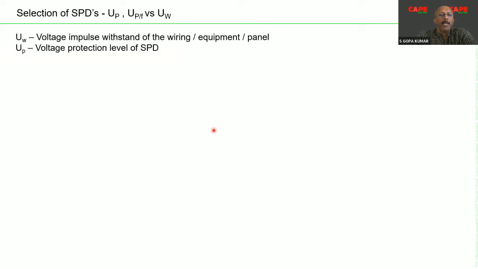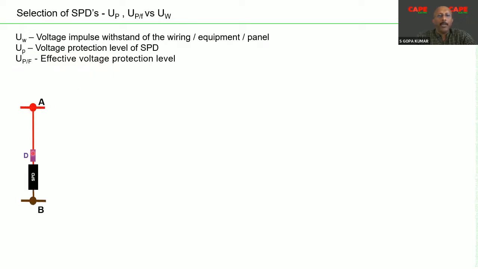Similarly, the next example is with respect to voltage protection level. As I said, every equipment has a voltage impulse withstanding capacity. The wiring has a certain withstanding capacity, the equipment has a certain withstanding capacity, the panel board has a certain withstanding capacity. Your SPD has a parameter called the voltage protection level. Now, there is a parameter called the effective protection level. What it means is, between point A and B, we are connecting an SPD in parallel through wires, through a fuse. D stands for a fuse, to the next part B.